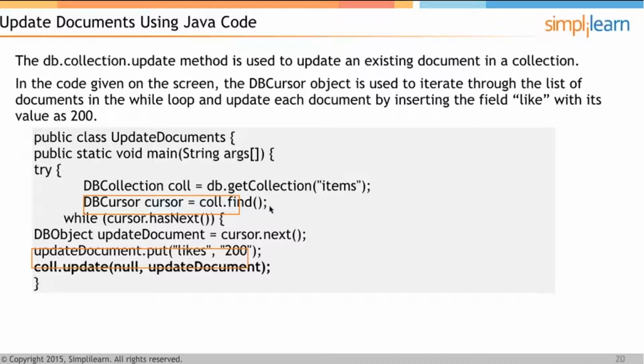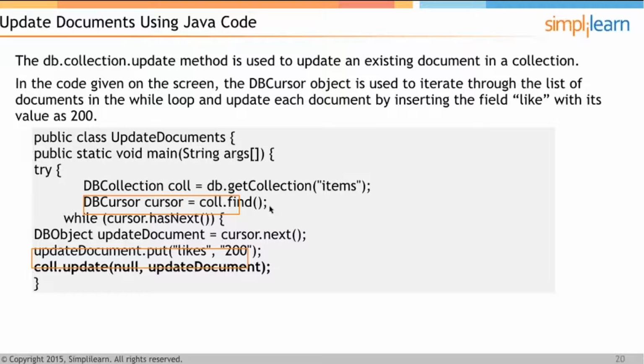Then I write the while loop, where while cursor.hasNext, it means while there is a document in the collection, I make another DB object by the name updateDocument, and I just do cursor.next. So it moves to the first document, and there I can just write updateDocument.put, likes as 100. So 100 will be set to the likes key.